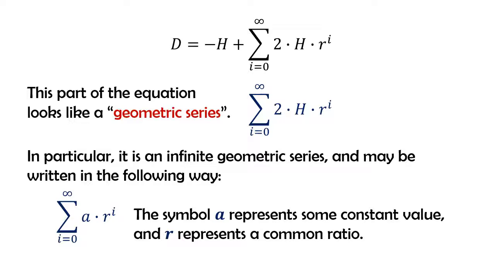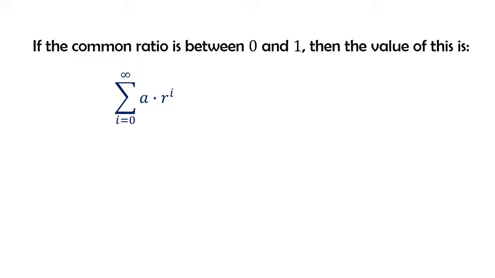Now the cool thing about this geometric series we see on the next slide. If you do this, and the common ratio is between 0 and 1, it's not 0, it's not 1, but it's somewhere in between, some 0 point something, then a very interesting result happens. This infinite summation of all of these terms turns out to be this.